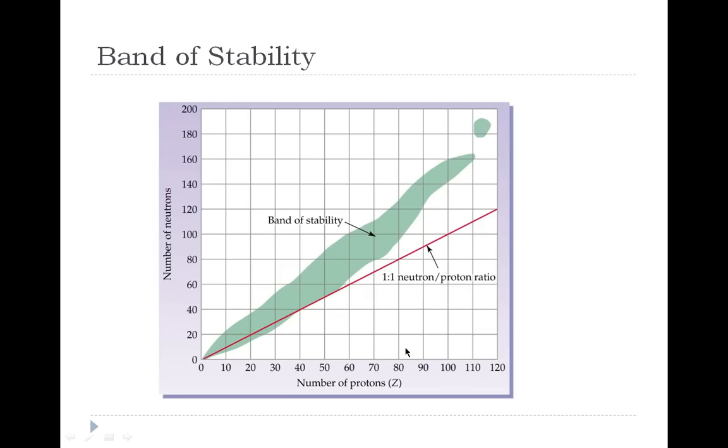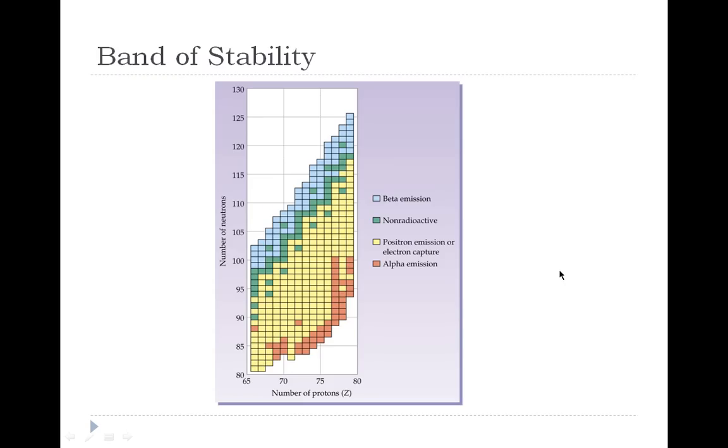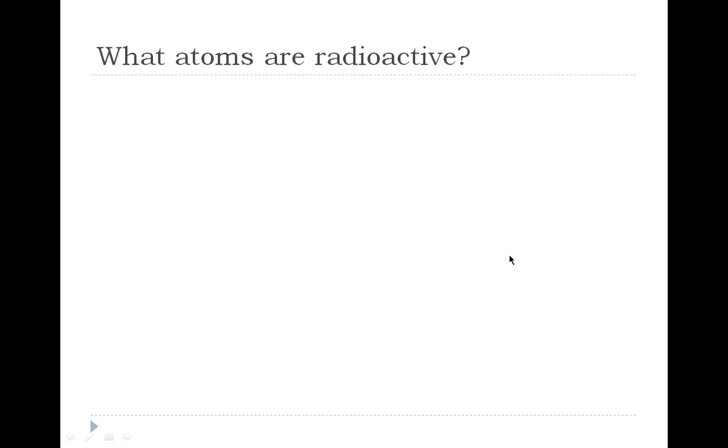So the band of stability is one of the most important things to recognize, which is that there are only specific ratios of protons to neutrons in the center of an atom that leave an atom stable. So if you're above or below it, if you have too many neutrons or too few neutrons, then you will break apart and decay into a lighter, more stable nucleus. Here's another example of the band of stability, and it talks about the two types of radiation that are released.